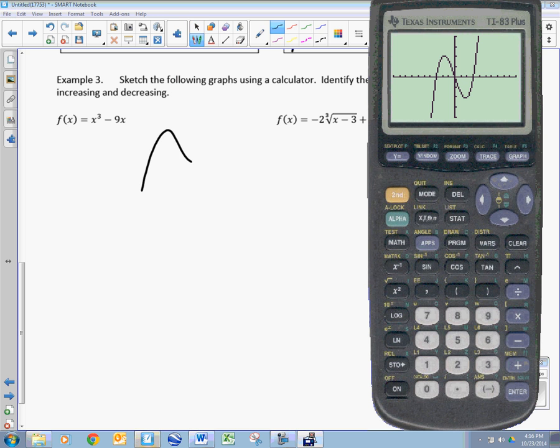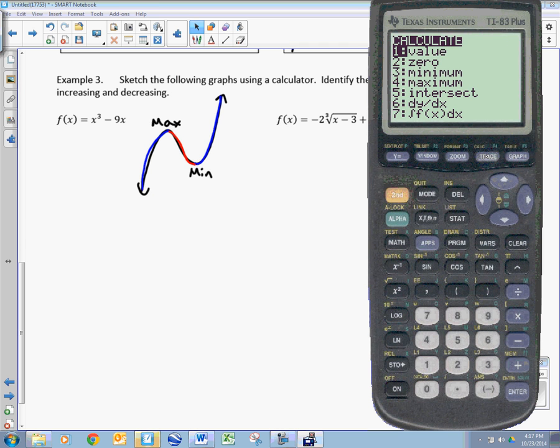If it helps you, you can sketch a little graph right off to the side. It will be increasing blue marks and decreasing red marks. So we need to find those transition points. They happen at what we call maximums and minimums. This is a max, this is a minimum. You know how to find those on your calculator. Second, calculate, maximum.